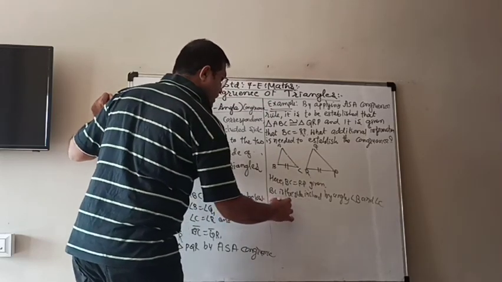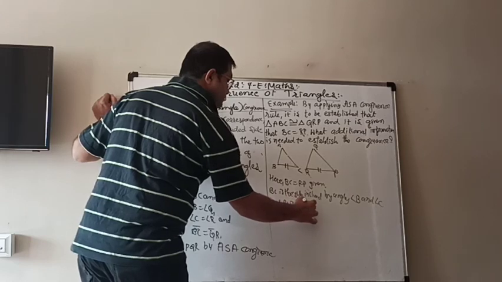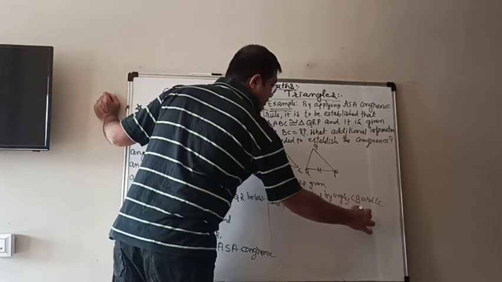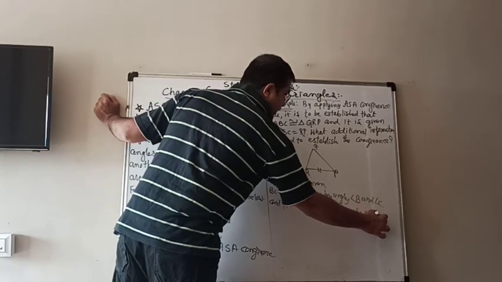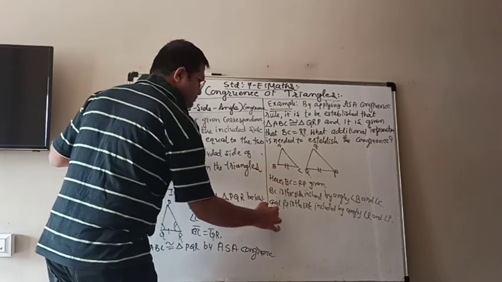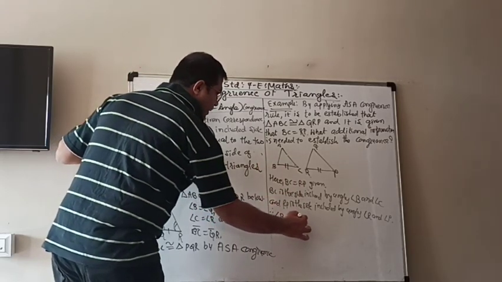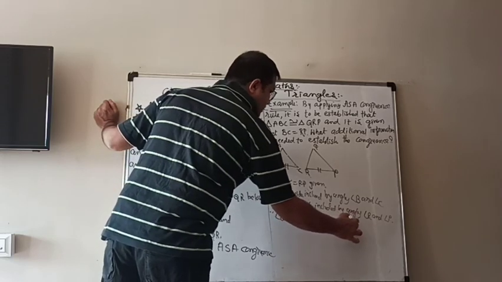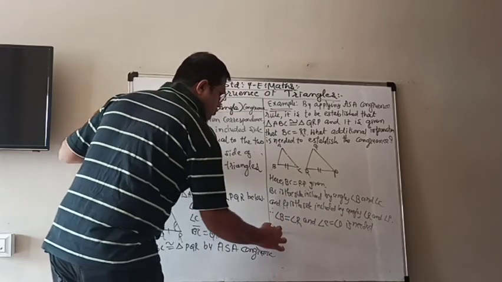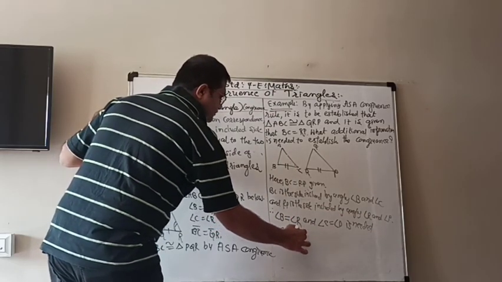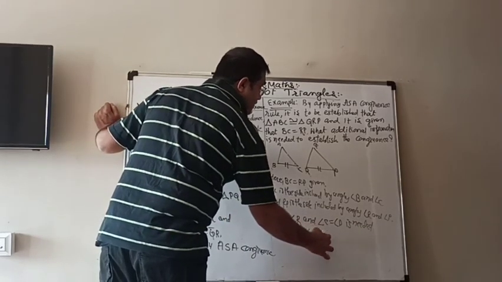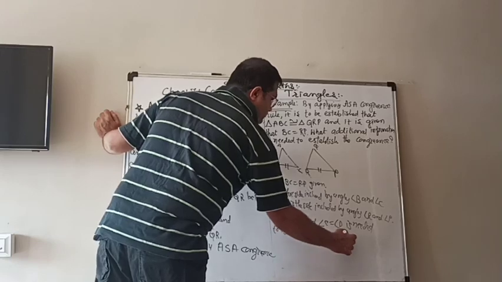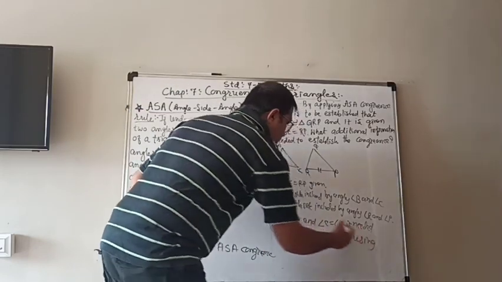And RP is the side included by angles R and angle P. It means that angle B is equal to angle R and angle C is equal to angle P is needed to establish the congruence by using the ASA congruence rule.